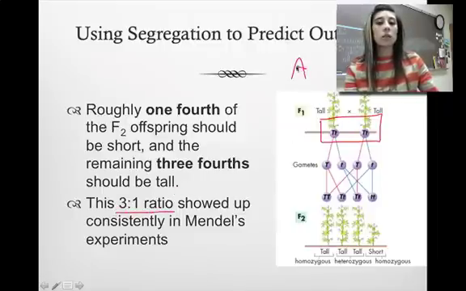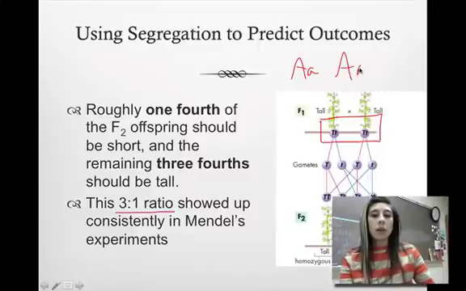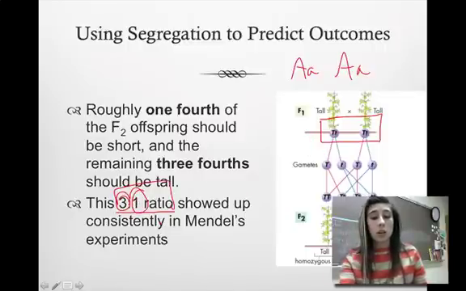So if you cross big A and little a together, big B, little b, no matter what, you're always going to have a 3-to-1 ratio, 3 being the dominant number and the 1 being the recessive, or the homozygous recessive number.